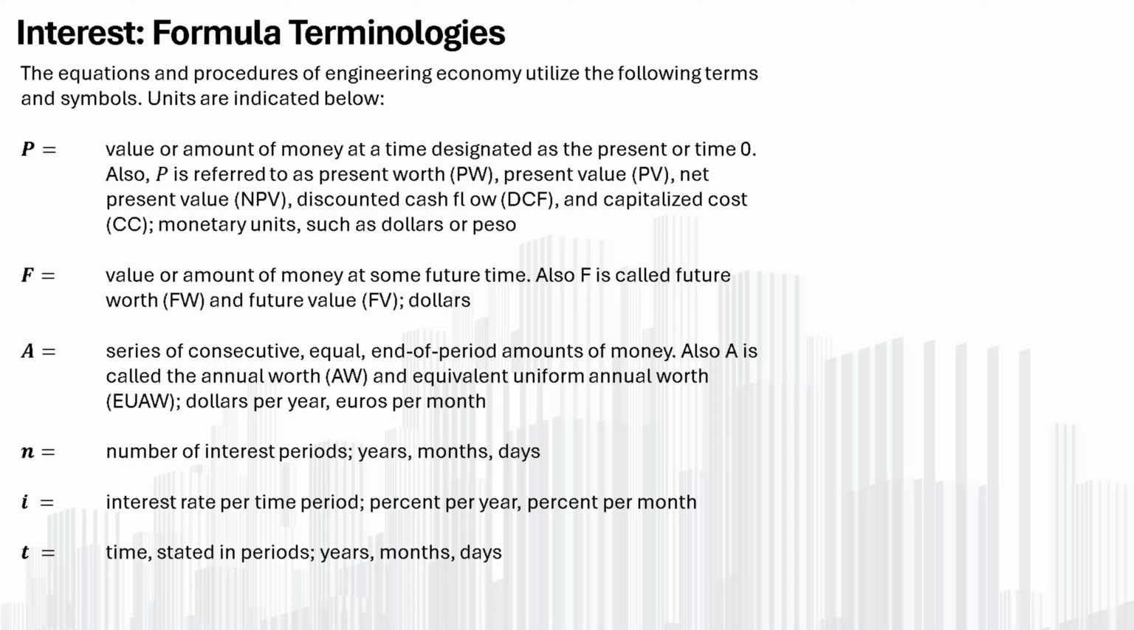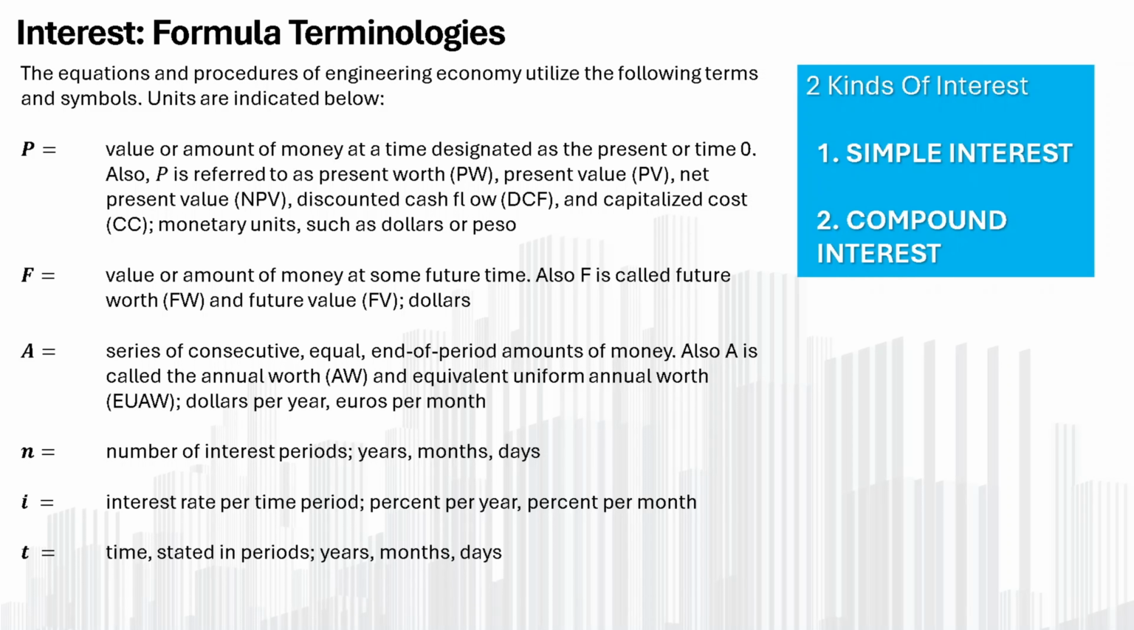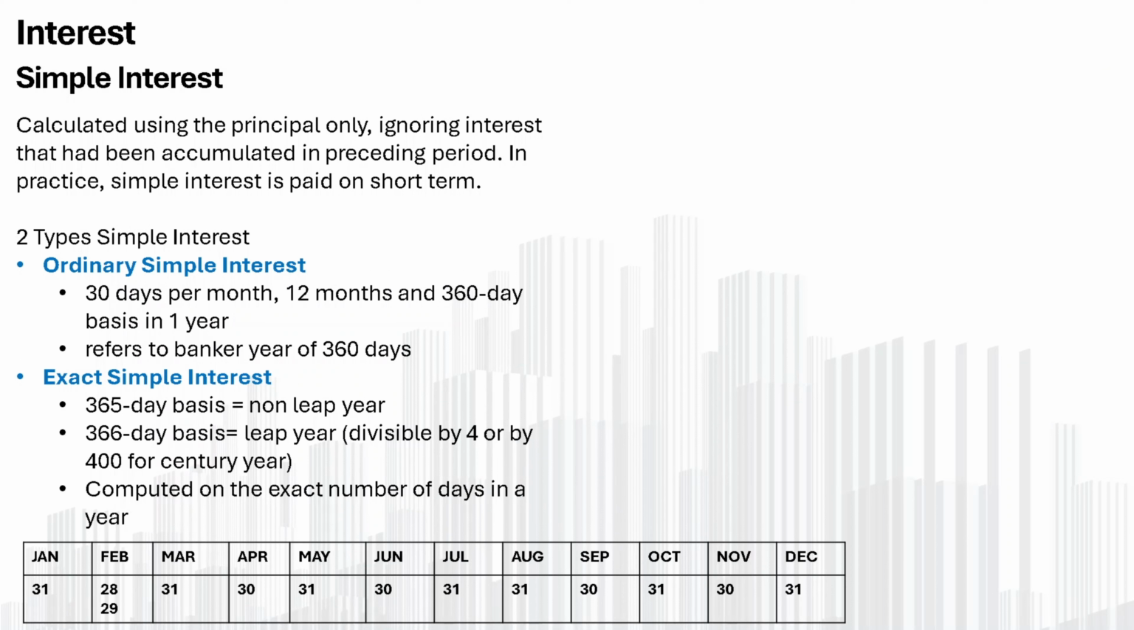Okay. This is the type of subject where you get to understand it by solving more of the problems. So let's go deeper. There are two kinds of interest, as you already know: the simple interest and the compound interest. For simple interest, we're only using the principal and ignoring the interest that has been accumulated over a preceding period. So we don't add up the interest accrued from the previous year or previous period. Hence the term simple.